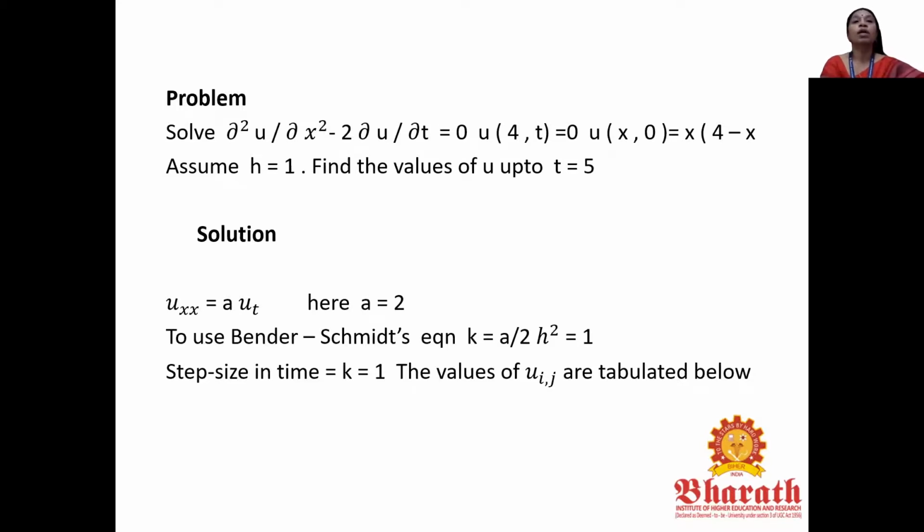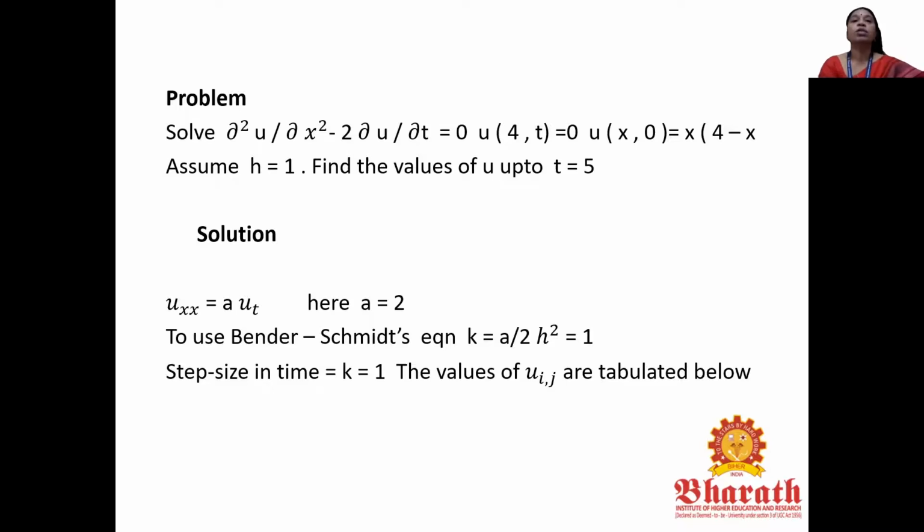Solve dou square U by dou X square minus 2 into dou U by dou T is equal to 0. U of 4 comma T is equal to 0. U of X comma 0 is equal to X into 4 minus X. Assume H is equal to 1. Find the values of U up to T is equal to 5.